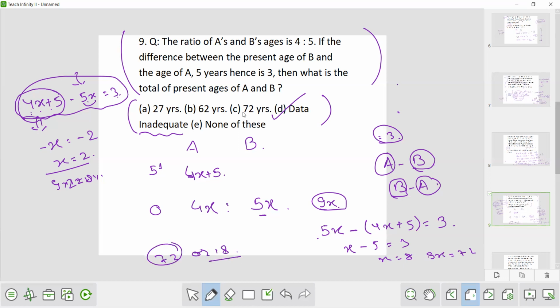So here 72 is given in the option, but you will not take this because data inadequate is the most appropriate answer for this question. Okay, got it?